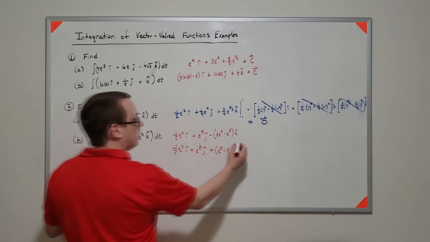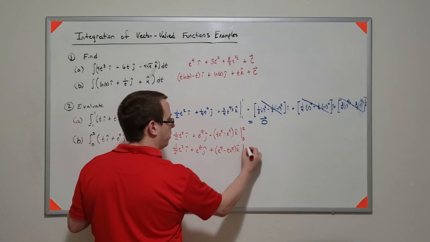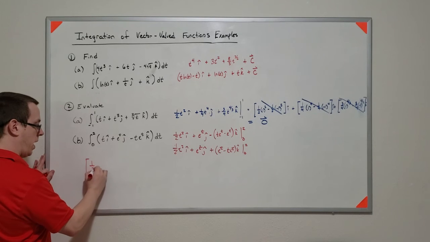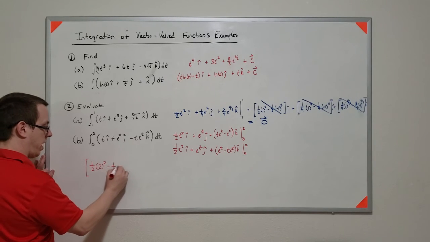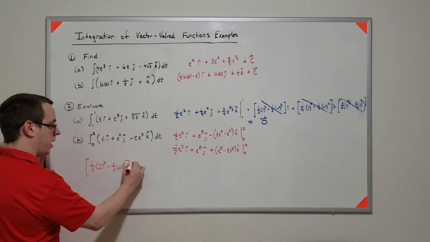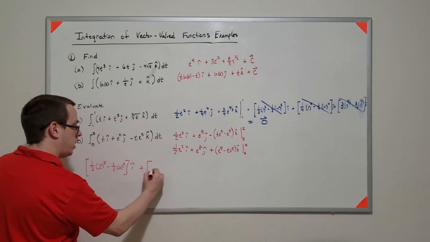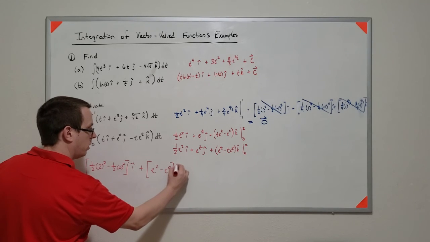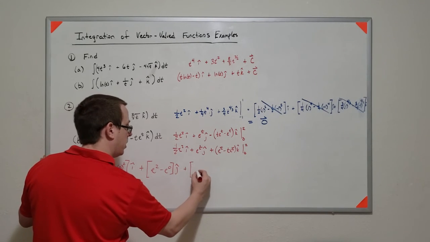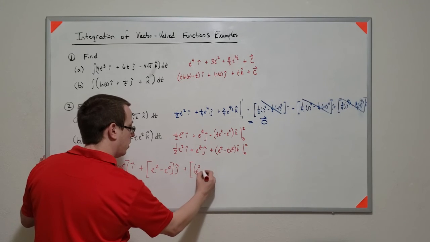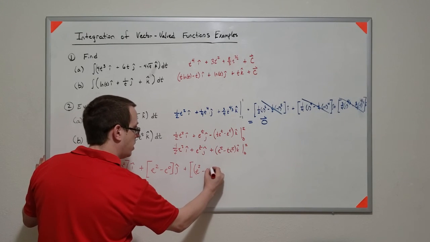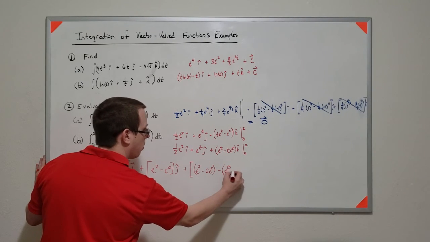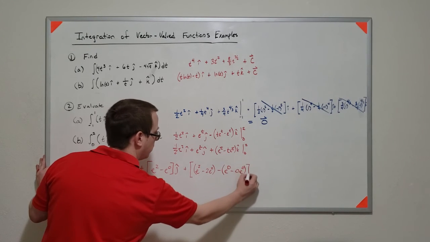All right, so let's take this from 0 to 2. So then we're going to have 1/2 2 squared minus 1/2 0 squared, i, plus e squared minus e to the 0, j, plus e squared minus 2e squared minus e to the 0 minus 0 e to the 0.